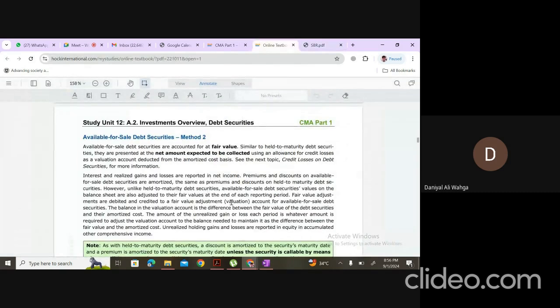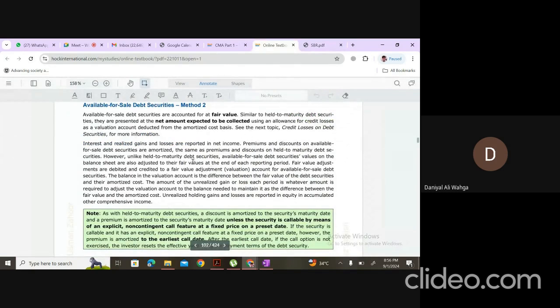So when we go towards the book which has been discussed, let's come to this point. Interest and realized gains and losses are reported in the net income. This is already okay. Premiums and discounts on available for sale debt securities are amortized the same as premiums and discounts on held to maturity debt securities. However, now here the difference is explained. However, unlike held to maturity debt securities, available for sale debt securities values on the balance sheet are adjusted to the fair values at the end of each reporting period.